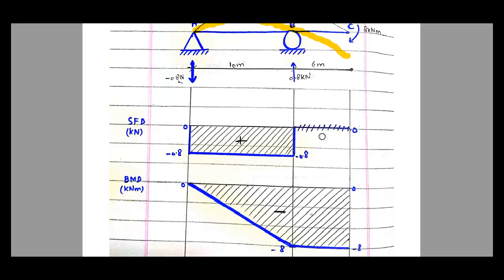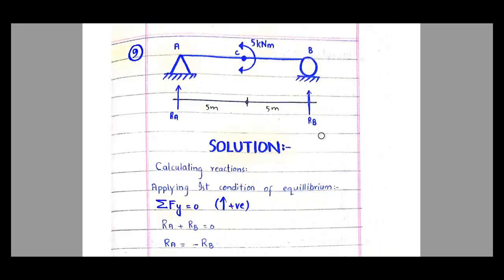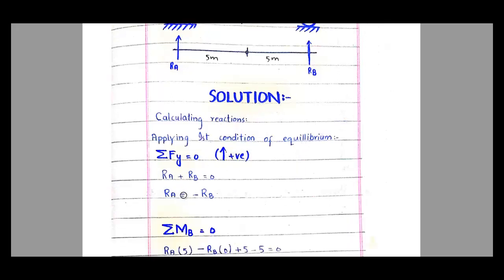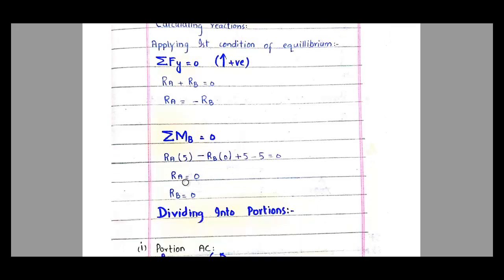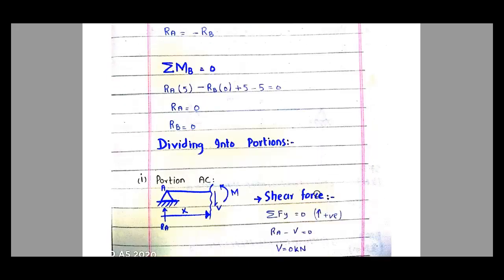All right, so now let's move to the next problem, problem number 9. In this case, we have a simply supported beam subjected to two moments. Both moments are equal in magnitude and opposite in direction, so they balance each other out. So I guess the reaction should be equal to 0 in this case. The procedure is shown here. RA is minus RB, and then RB comes out to be 0. Similarly, RA is equal to 0.